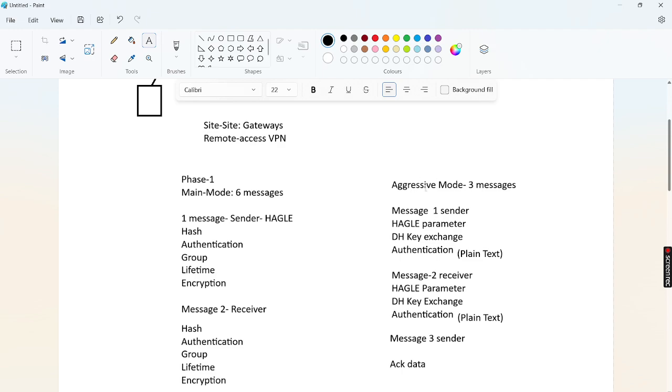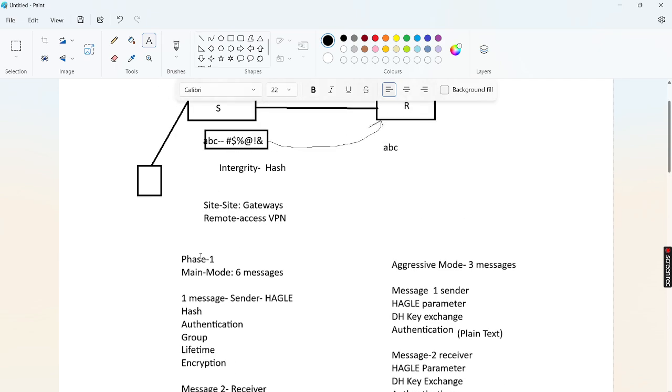This will be used rarely, very rarely, in a sense where we need no secure data, like we have telnet, right? In telnet we can use an aggressive mode, which is an insecure way of connecting. In the main mode, we can form an IPsec tunnel between site to site.